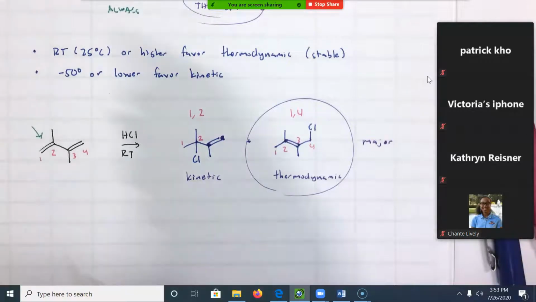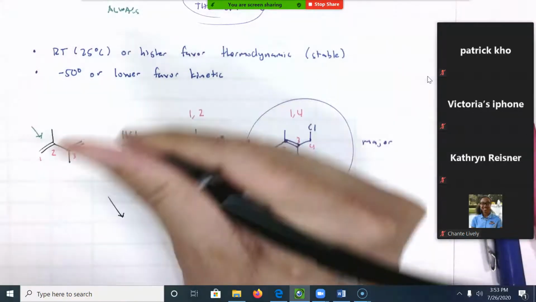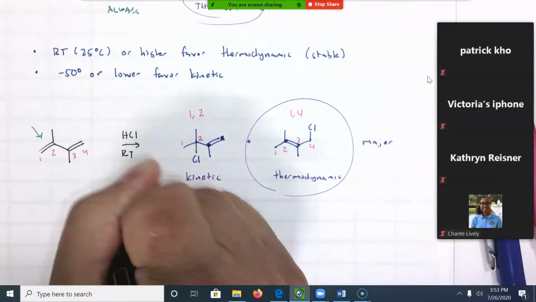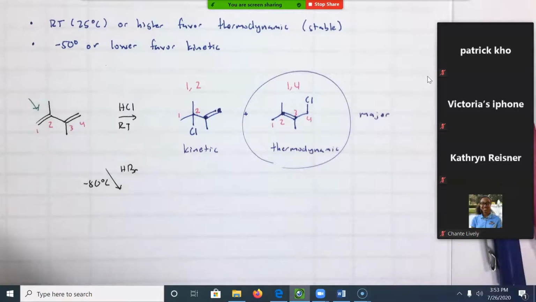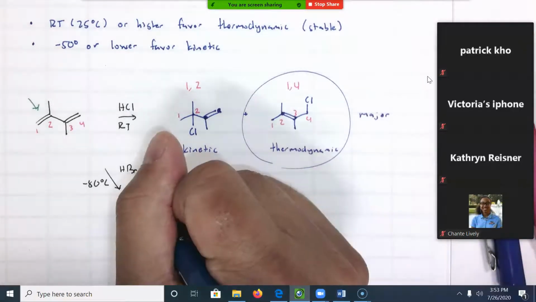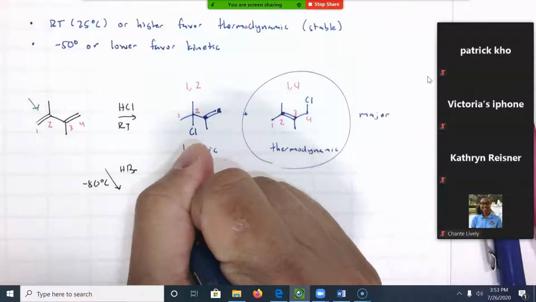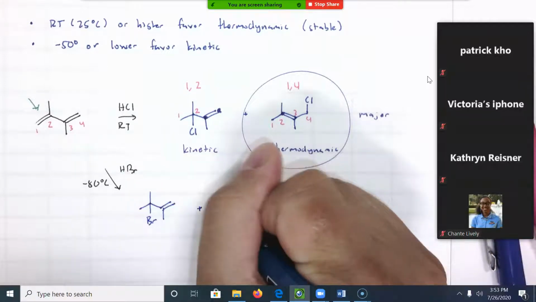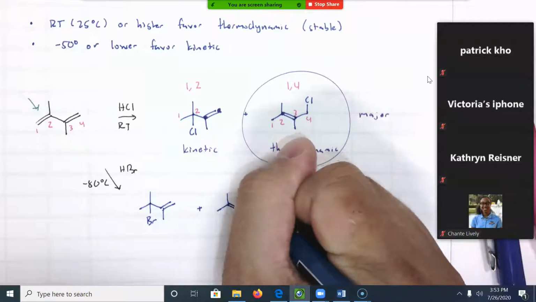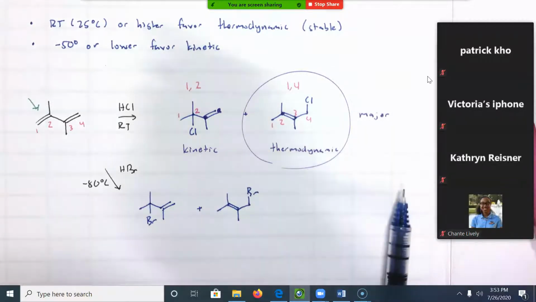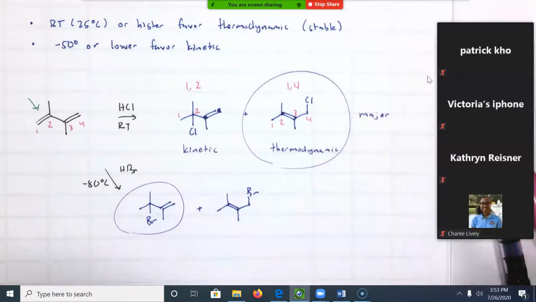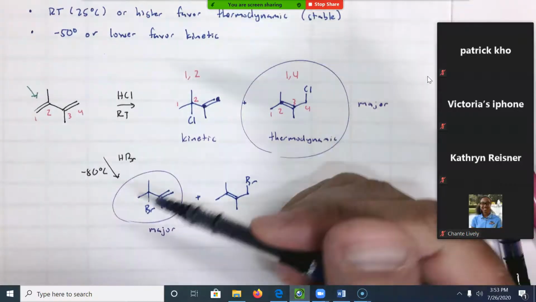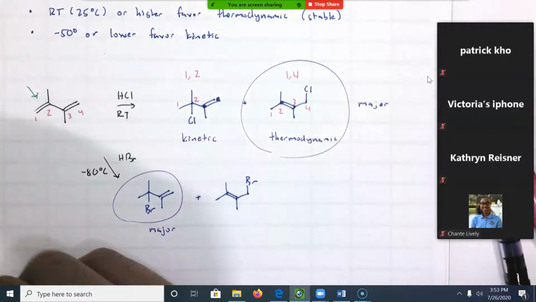But what if we are doing this at very low temperatures? HBr and minus 80 degrees C. Yes, I do get the same products, except I have now Br. But this is your major product. Your 1,2 product just makes faster. The product makes faster.